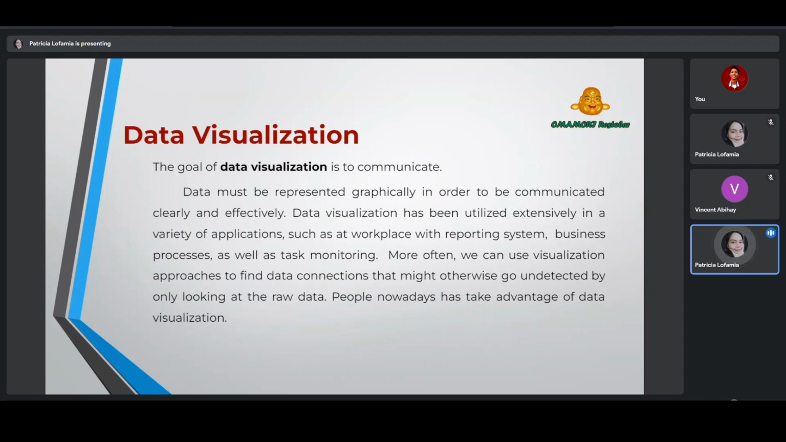More often, we can use visualization approaches to find data connections that might otherwise go undetected by only looking at the raw data. People nowadays have taken advantage of data visualization.